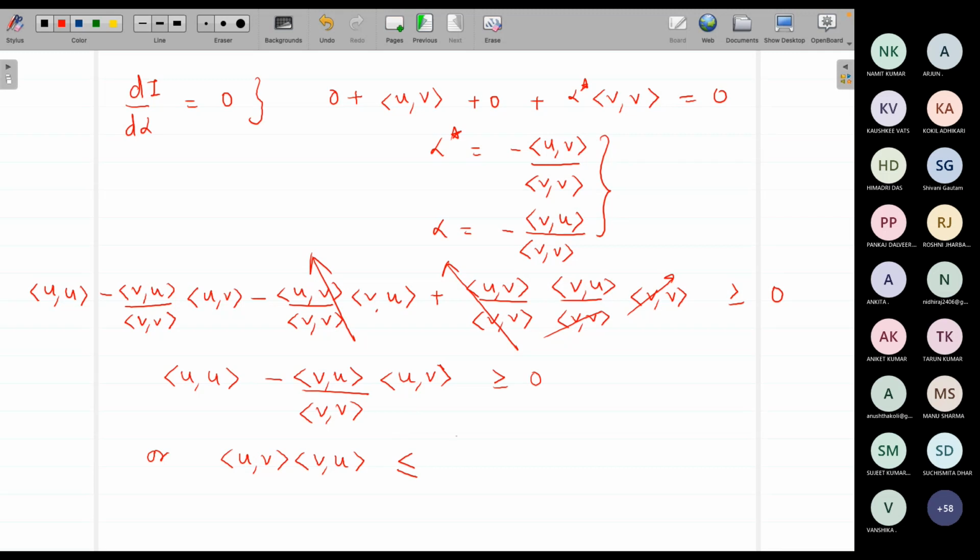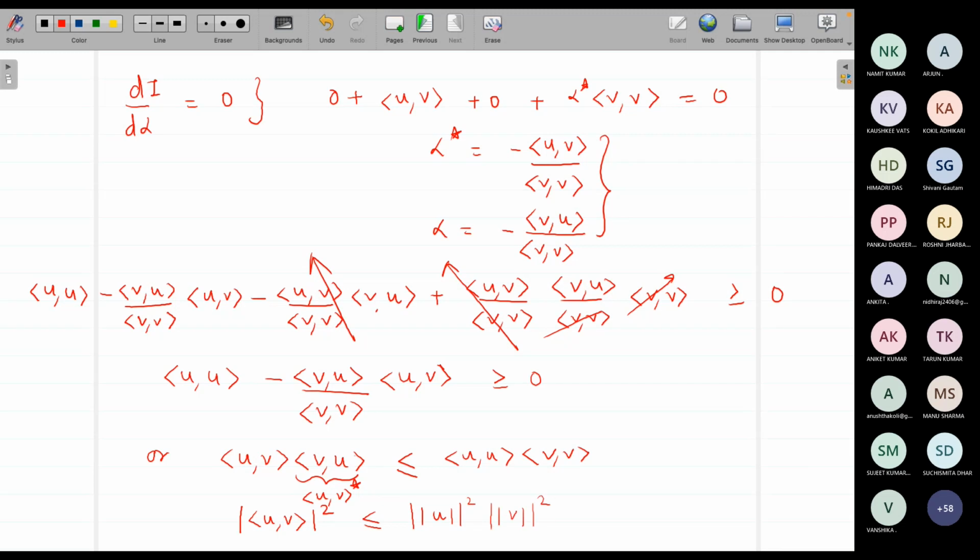<u,u> times <v,v>. Absolutely right. Now remember, <v,u> is nothing but <u,v> star. So I can write this as the modulus of <u,v> squared, which is less than or equal to the first term, norm squared of u, times the second term, norm squared of v.